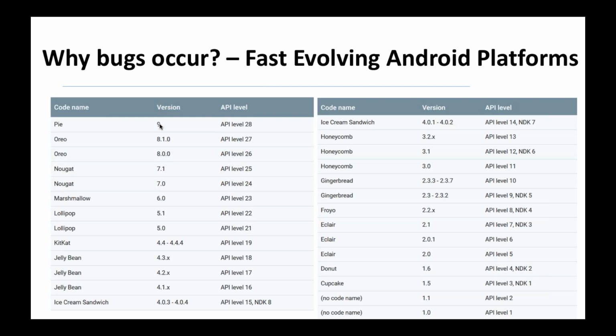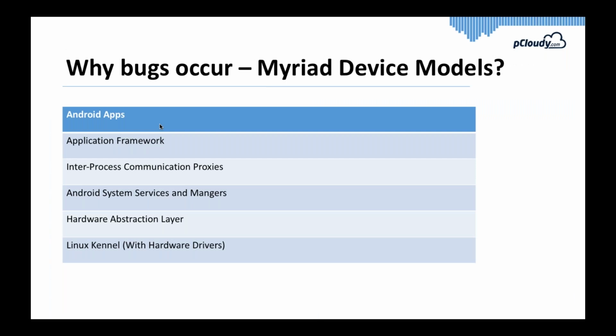But how do we find out how an API level change impacts our application is what we'll go through in a bit. One of the key reasons why we see app compatibility issues is the change in the API level from the Android ecosystem itself. The second reason, as we talked about at the beginning, is the existence of more than 24,000 devices and more than 400 OEMs in the market, and I'm calling it myriad device models here.